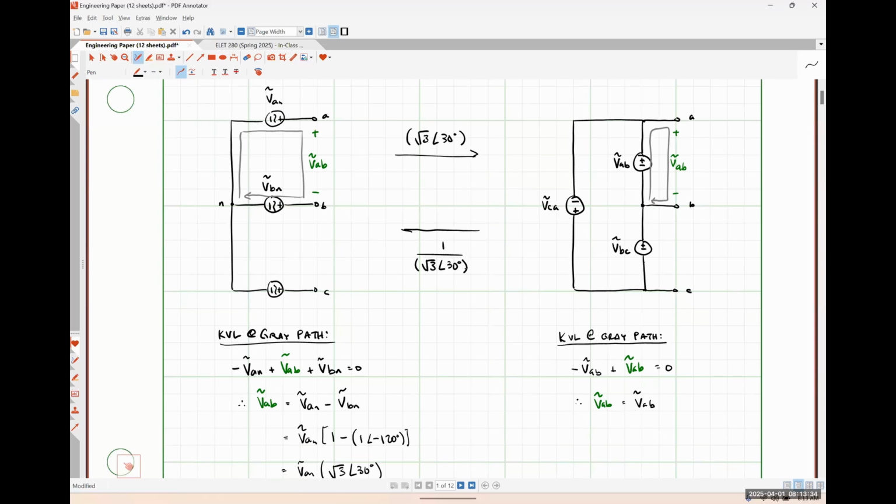angle 30 degrees. So essentially, that conversion factor that we found that allowed us to transform from a phase voltage to a line voltage in a Y-connected system is the exact same conversion that allows us to convert from a delta to a Y, or excuse me, from a Y to a delta. And then if we simply divide by that conversion factor, we can go from delta to Y. So this is our source transformation process, and we've defined it in both ways.